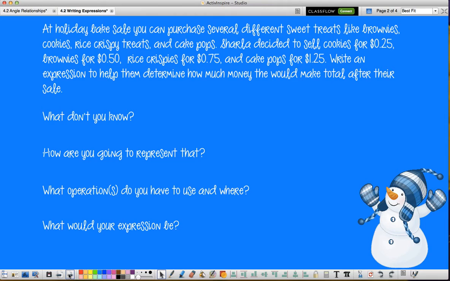Alright, so we've already talked about expressions. Expressions are number sentences that involve only operations and numbers or variables. So here what we're going to do is pull out the important information in the word problem to create an expression. Now, important questions that you need to ask yourself when you're creating an expression.